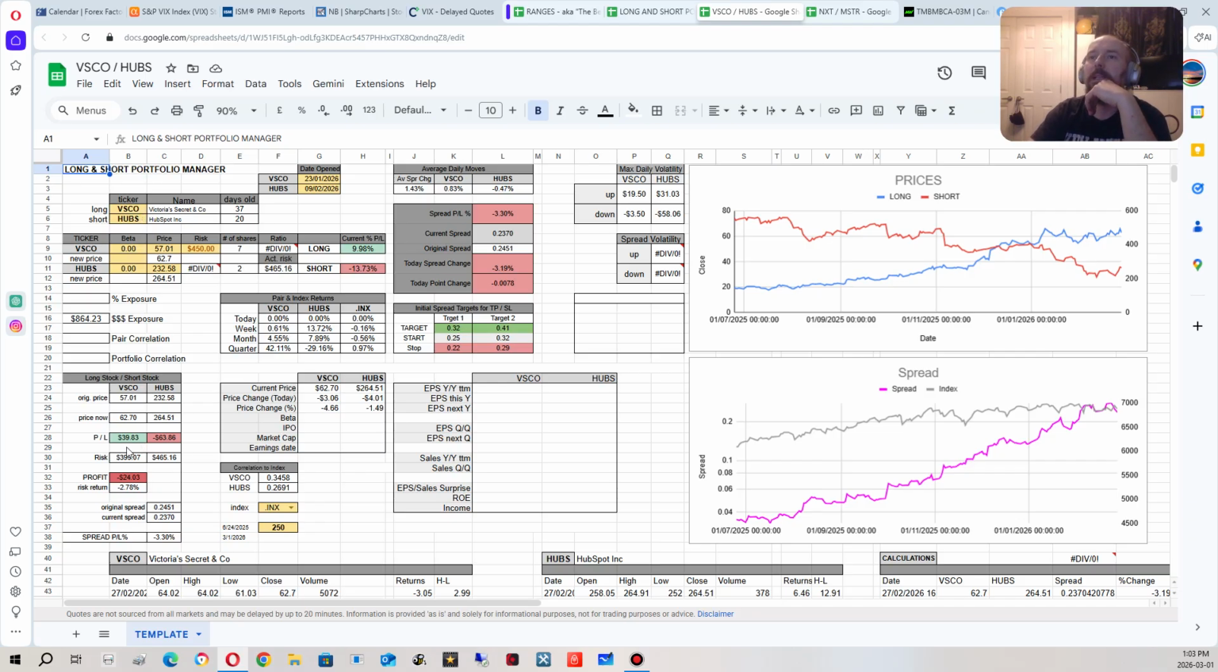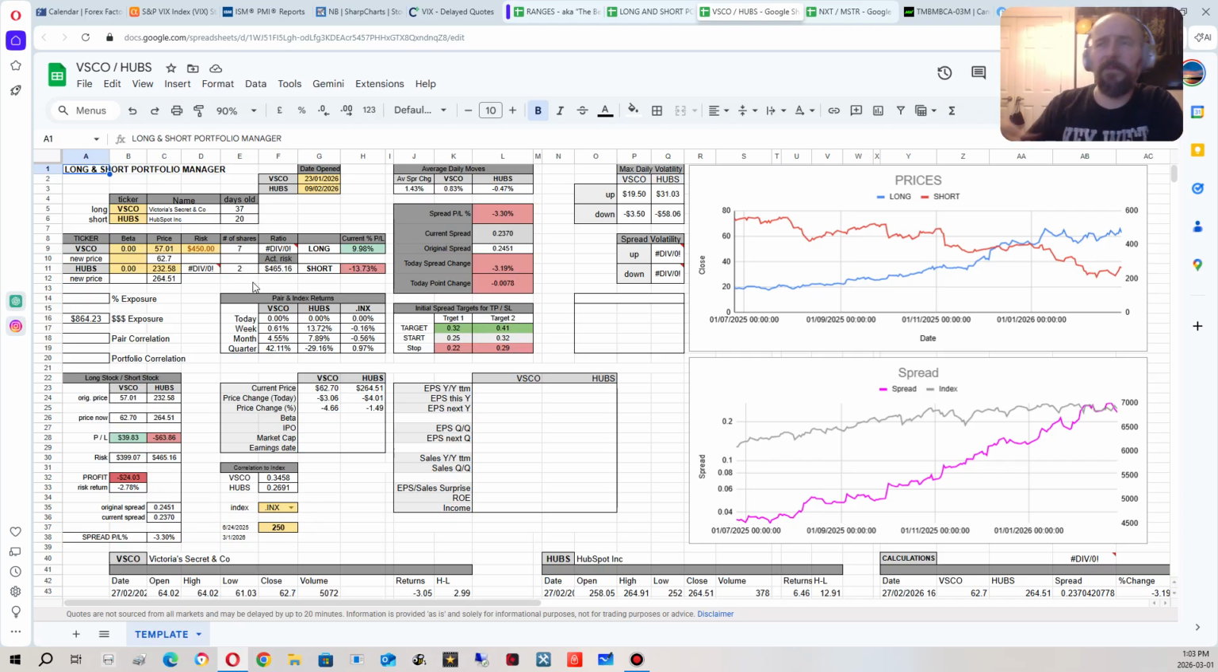VSCO Hubs, Victoria's Secret, HubSpot, that's doing a little bit worse. Victoria's Secret still climbing. We have a $40 return, about 10% so far. But Hubs hit a snag, and I'm waiting for it to go back down. Yes, it's at minus 13%, but at the same time, I'm not really worried. I only have two of those shares.